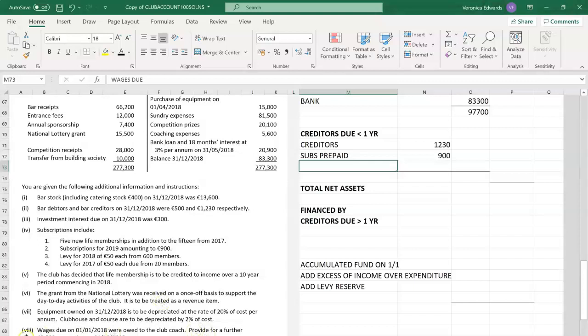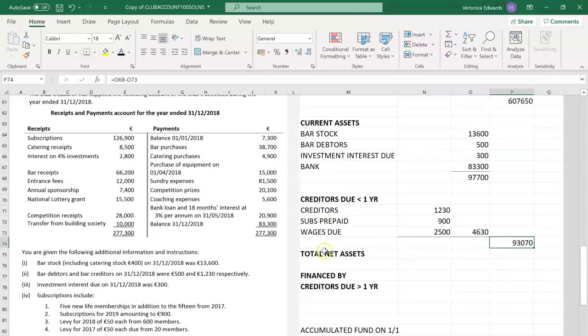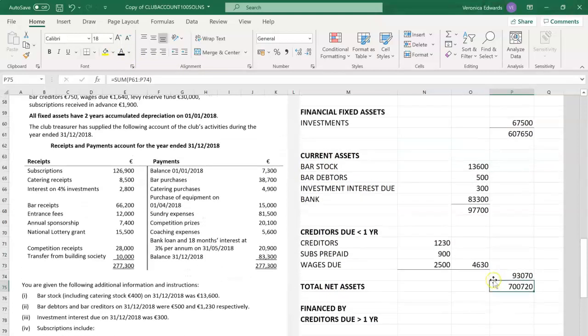Well, if you look to adjustment 8, there are wages due at the end of the year amounting to 2,500. So that's more money owed that'll have to be paid off within the next year. Okay. If we add those together, you get 4,630. You take your current assets away from your current liabilities, and that gives you a working capital figure of 93,070. You add that on to your fixed assets, and that will give you total net assets of 700,720.